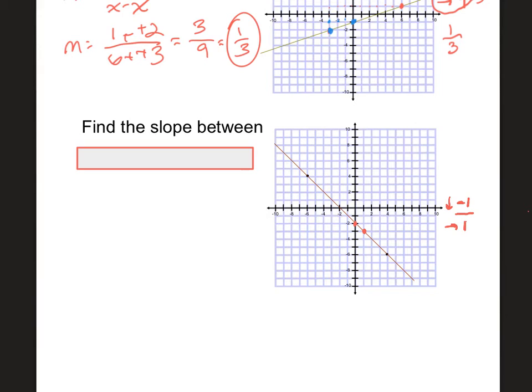On a test for me, writing it like this is okay, but in Delta Math, they really want you to make it look more simple. And negative 1 divided by 1 is equal to negative 1. So that should be the answer that you want to leave.